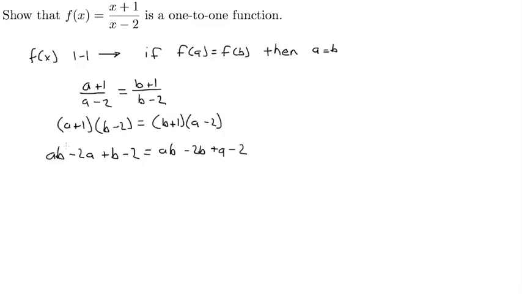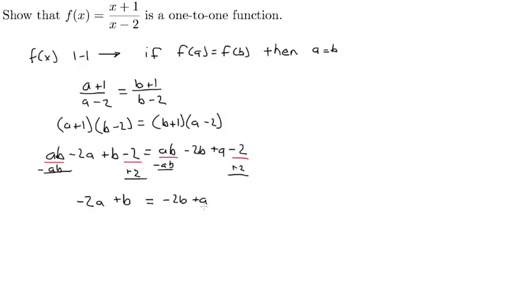Now, looking at this equation, we want to look out for things that we have on both sides of the equation. So we have an AB here on both sides and a minus 2 on both sides. So we know that we can get rid of these guys if we subtract AB from both sides and add 2 to both sides. So once we do that, we're left with just terms of A and B by themselves. So we have negative 2A plus B on the left-hand side, negative 2B plus A on the right-hand side.